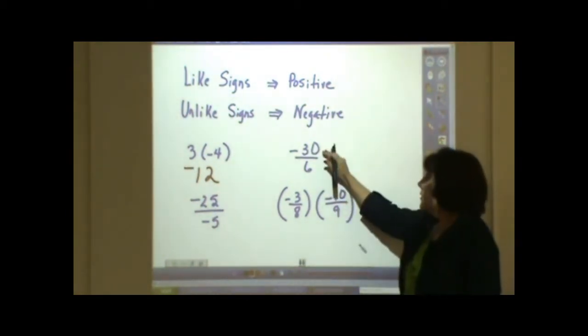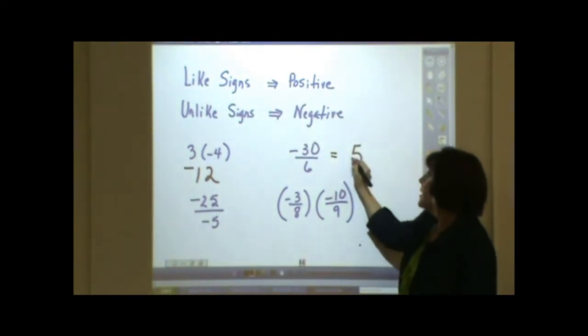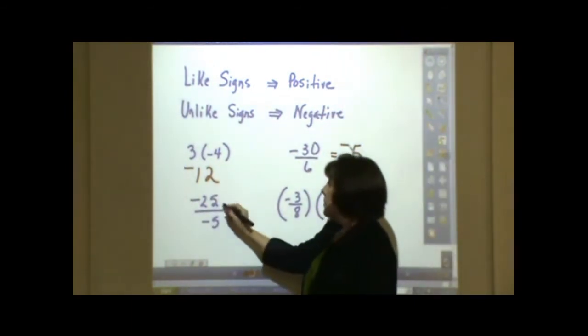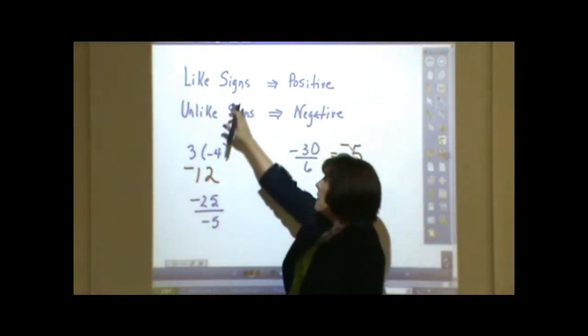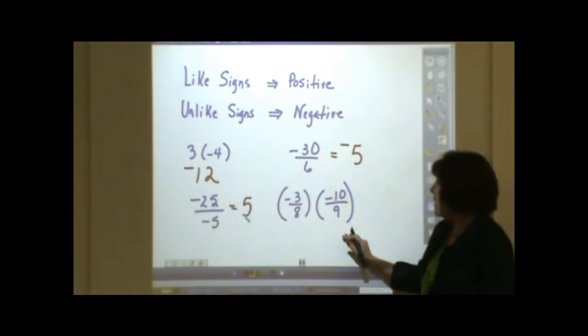If you have a negative 30 divided by a positive 6, one is negative, one is positive, make the computation of 5. The sign would be negative because they're unlike signs. In the division problem, negative 25 divided by negative 5, both are negative, so that's like signs, and you would get a positive 5.